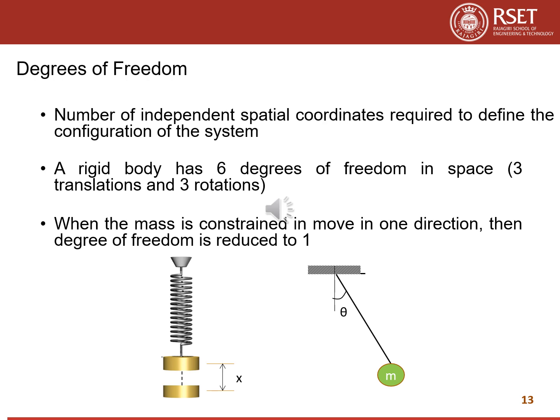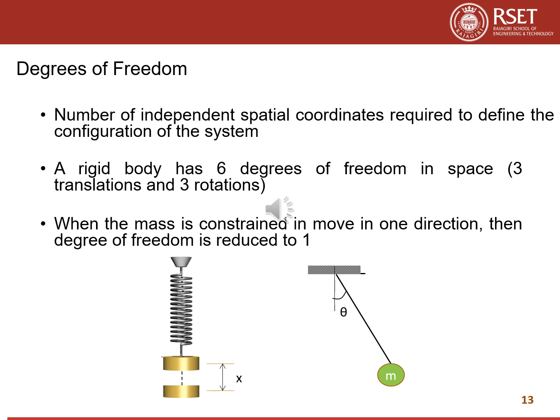of freedom will be reduced. So, based on the number of degrees of freedom, we will be classifying as single degrees of freedom system, 2 degrees of freedom system, or multi degrees of freedom system. Now, considering single degrees of freedom system, the mass is constrained to move in one direction only. Then the degrees of freedom is reduced to 1.